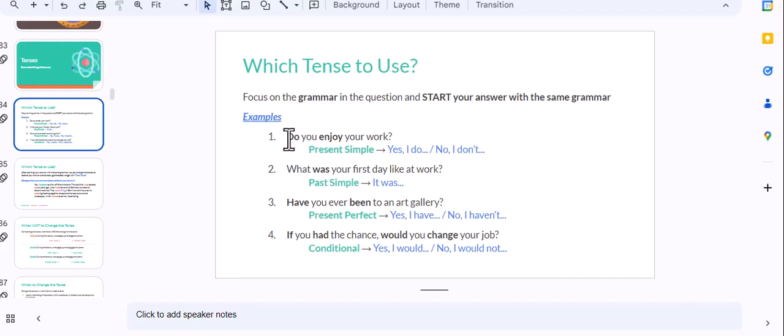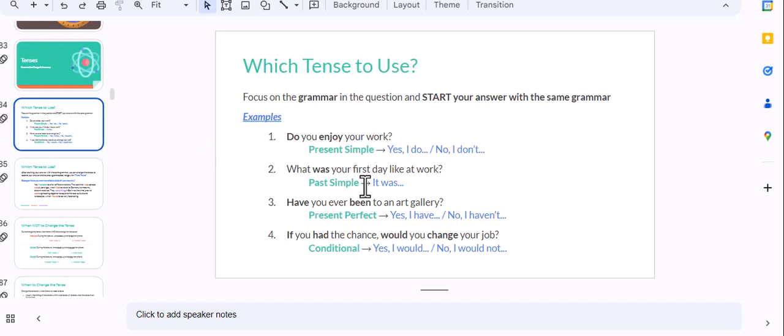So we have here a question in the present tense. Do you enjoy your work? So here someone asks you in the present simple. Now your answer uses the same tense that the question was about. So you might say, yes, I do, or no, I don't. It depends on you. But the idea here is you are using the same grammar as in the question, and we are using the same grammar in our answers.